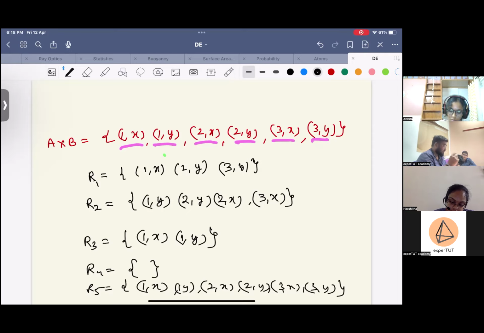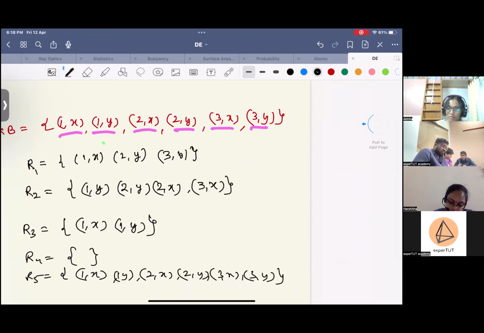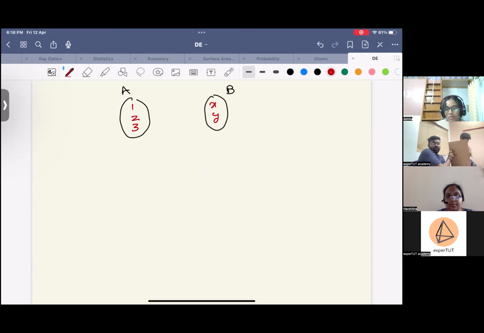Now the next thing is, how do you show these relations, like R1? Okay, so what you do is you make two circles. The left circle is A, the right circle is B. A is 1, 2, 3. And B is x, y, right? So draw like this, okay.